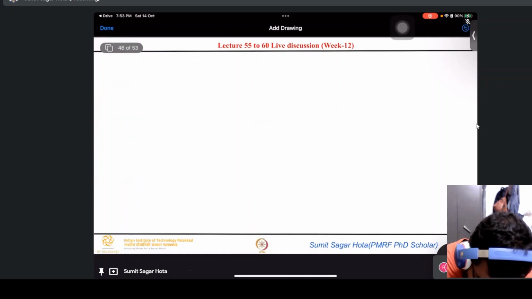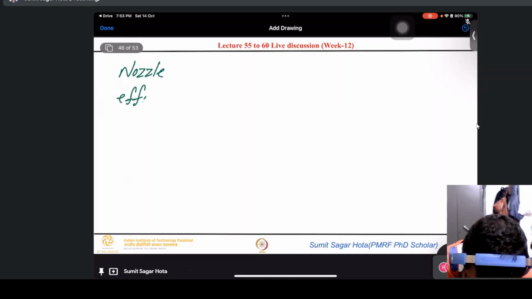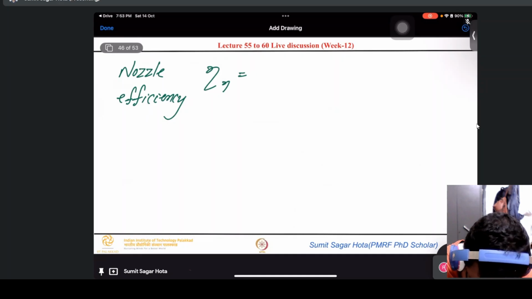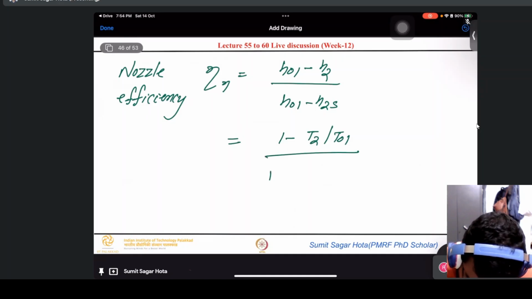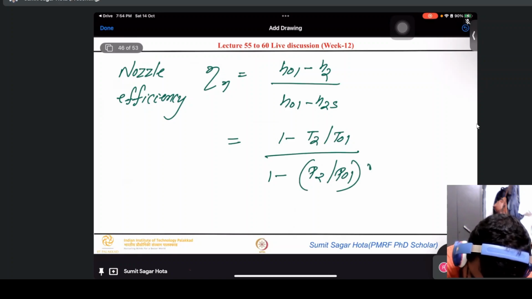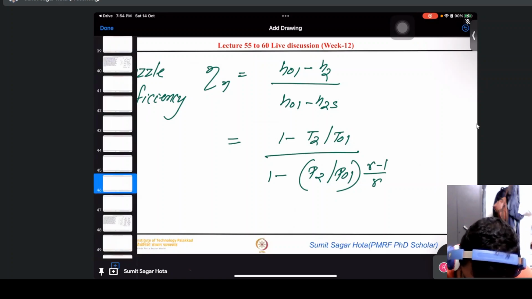What is the nozzle efficiency? Eta n is equal to H01 minus H2 divided by H01 minus H2S, where H2S is isentropic. Put in terms of temperature: T01 minus T2 divided by T01 times 1 minus P2 by P01 to the power gamma minus 1 by gamma. Okay, so we need P2.